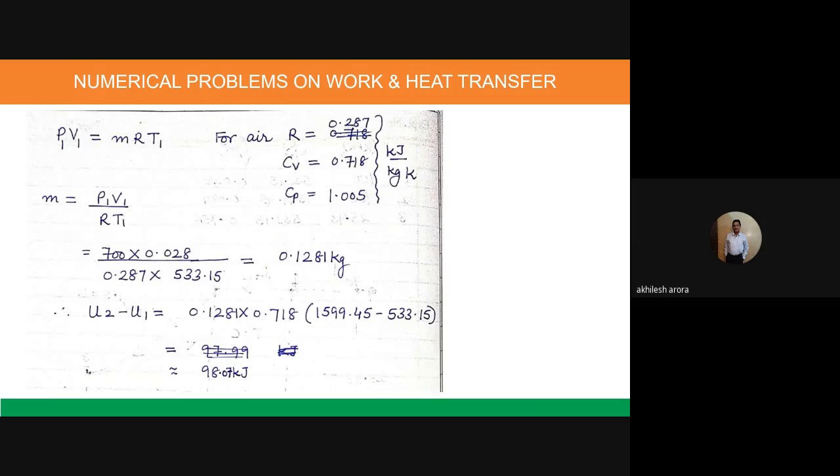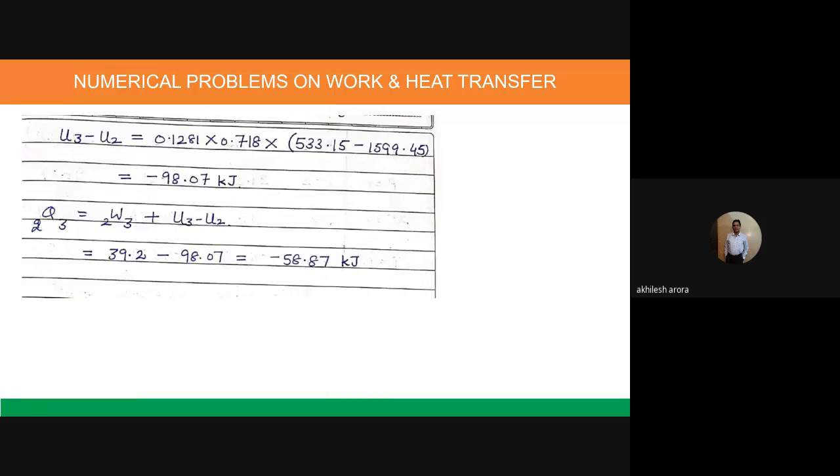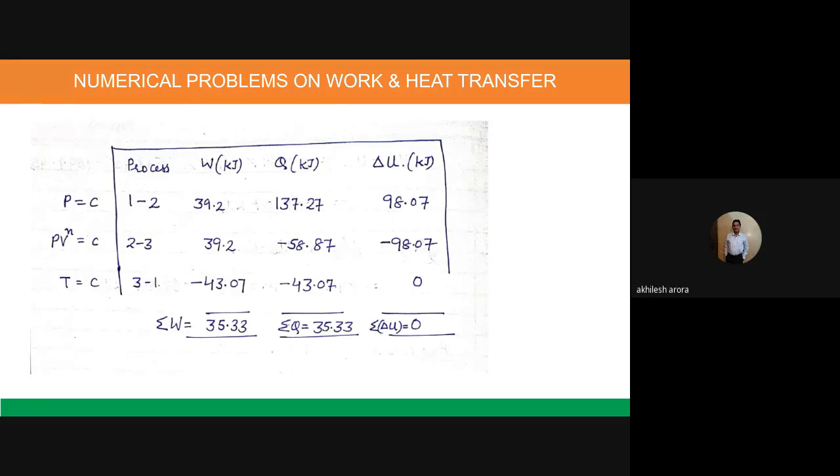Here the solution is given to you. You can see the solution either on YouTube or through the PPT, and then solve it. This is a very important numerical problem. So this is the final table. This is also a very important table. You should try to understand it and let me know whether you have understood it or not.